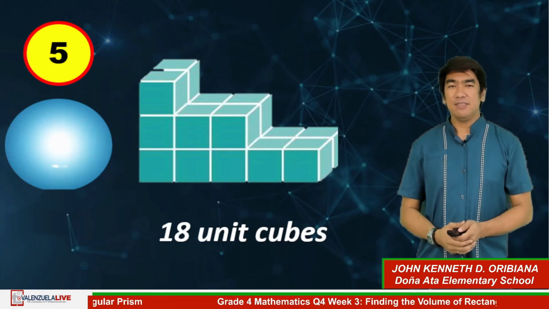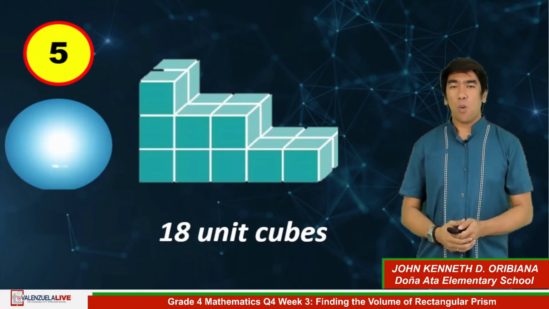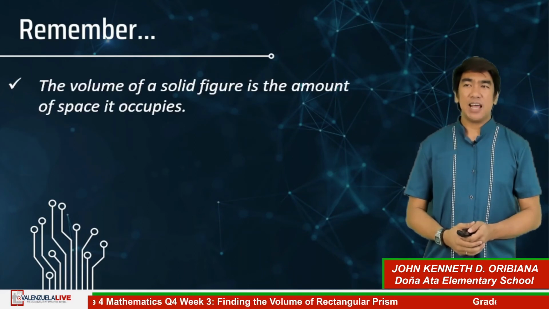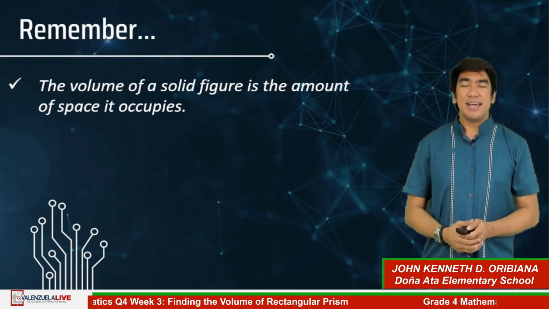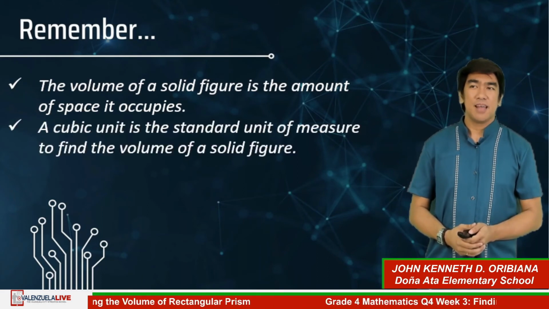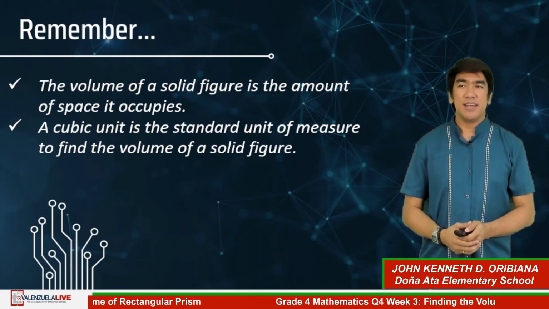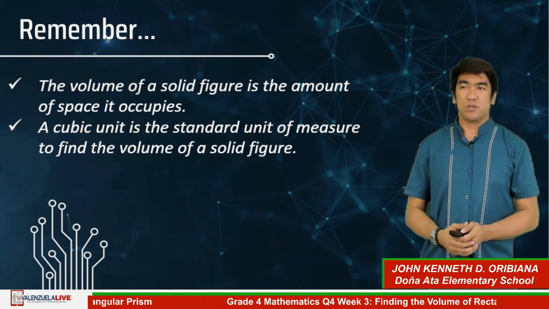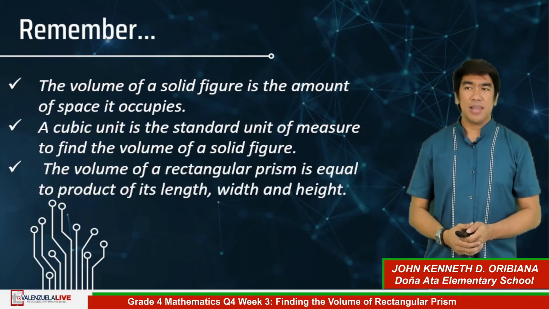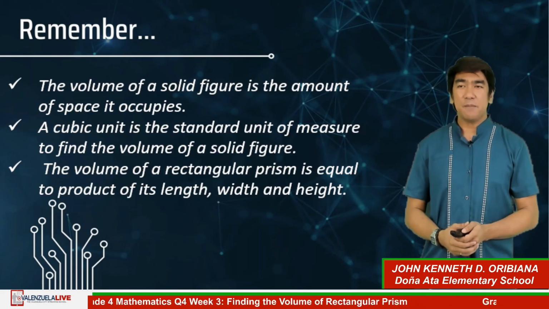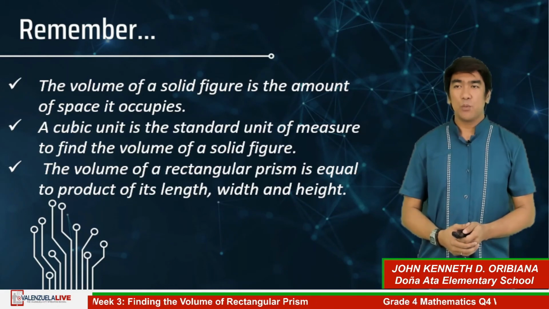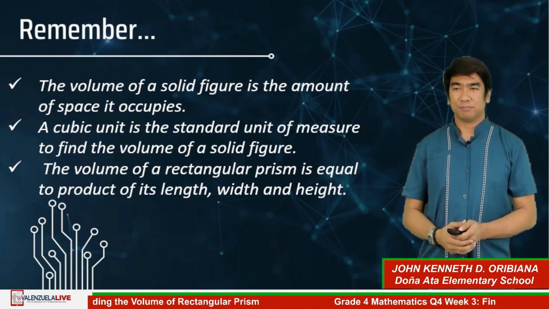Good job, students. Now, let us summarize what we have learned today. First, the volume of a solid figure is the amount of space it occupies. Second, a cubic unit is the standard unit of measure to find the volume of a solid figure. And the volume of a rectangular prism is equal to the product of its length, width, and height.